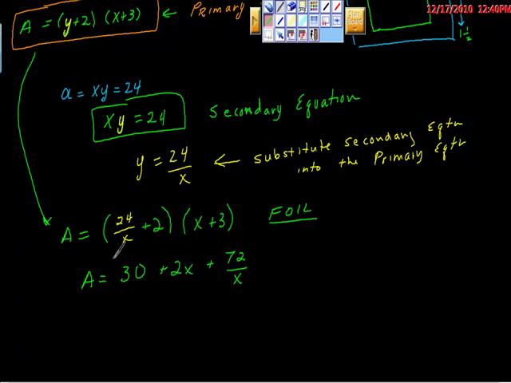Is that where it came from? I actually didn't do this FOIL. Does it? You have 24 over x times x is just 24, and then you have the 2 times 3. So yes, that's good. Thank you very much. So it was 24 times this x is just 24, yes? 2 times 3 is the 6. So is that where that came from? Thank you. That's good algebra.